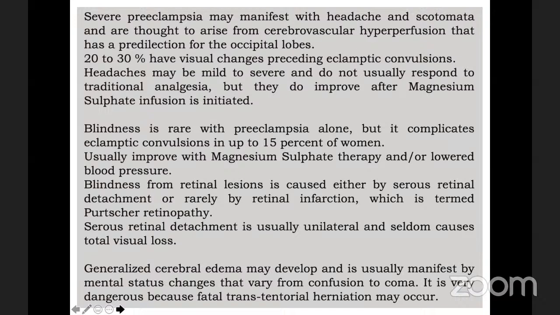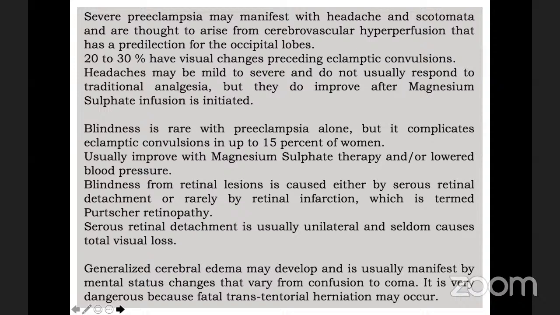eclamptic convulsions in up to 15% of women, and usually improves with magnesium sulfate therapy and lowered blood pressure. Blindness from retinal lesions is caused either by serous retinal detachment or rarely by retinal infarctions, which is termed Purtscher's retinopathy. Serous retinal detachment is usually unilateral and seldom causes total visual loss.